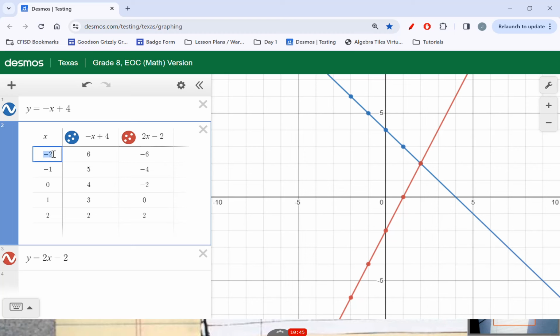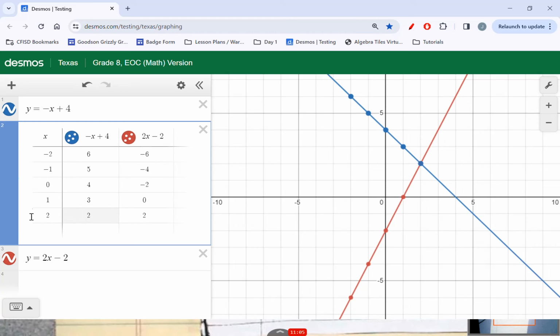And now it's plugging in the x values for the second expression. And it's telling you what the y values are. So when I plug in -2, I get -6, and so on and so forth. And you can notice that there is a certain x value in this table where the two y values for both are the same.